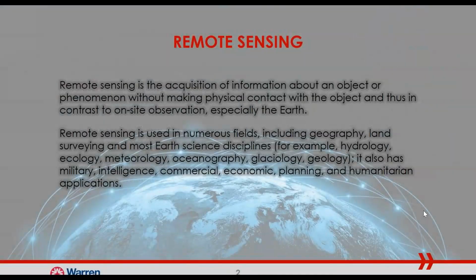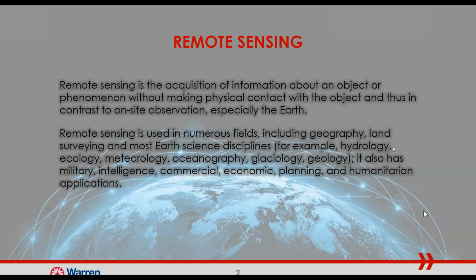Just to give a little highlight or definition, remote sensing is a very fancy word for taking imagery from the sky. So it could be from outer space, from an airplane, from a drone. And what we're trying to do is gather information or acquire information about an object or phenomenon without ever making physical contact with it. So thus, if we're in space and we're trying to capture imagery of the Earth, we're obviously not going to be on the Earth at the same time.